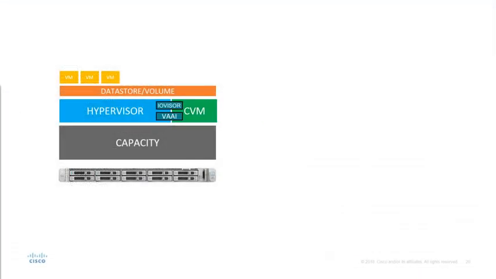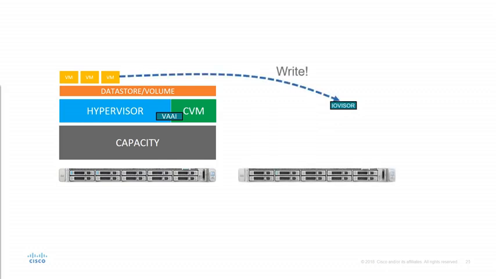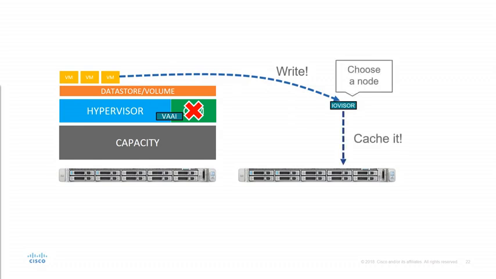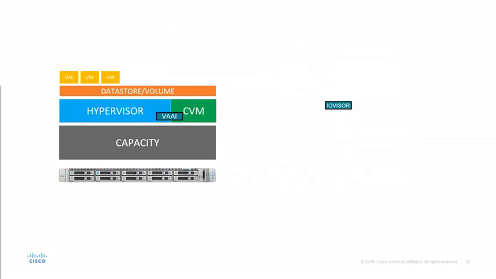CVMs also help the IO Visor in data operations of the HyperFlex system. The IO Visor exists in the hypervisor and is responsible for data distribution. It captures information to be written and sends it to any available converged node for caching. The IO Visor is not dependent on the CVM, so if the CVM fails, the IO Visor will still redirect the file system operations to available nodes and is a key component of the HyperFlex resiliency.